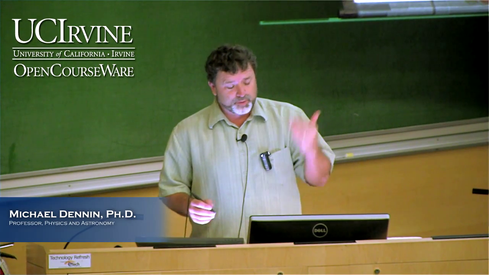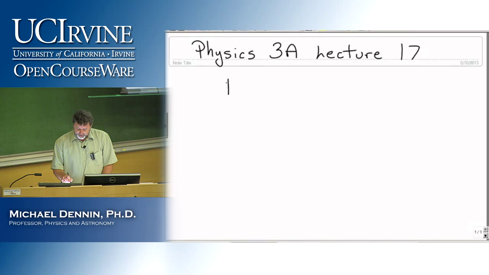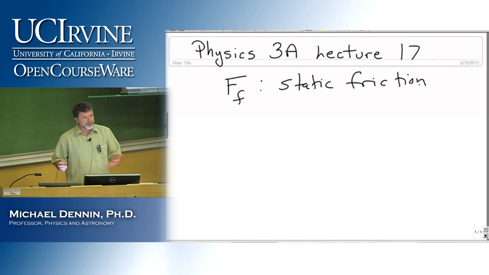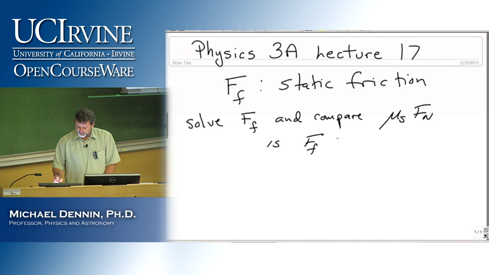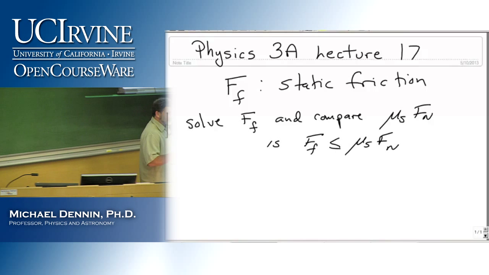Something to really look at and be aware of for both the examples I do today. And if you go back and look at the podcast, this is particularly important in yesterday's discussion. The question is what to do with the force of static friction. By now you should have the sense that one of two things happens. You're either in a situation where you solve for FF and compare to mu s Fn, asking the question, is it less than or equal to it? And if it is, then something happens, and if it's not, something else happens.